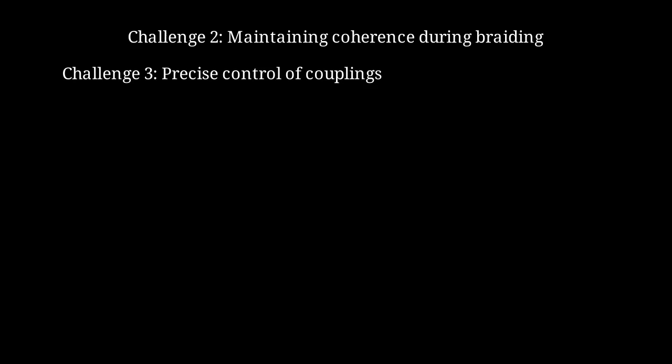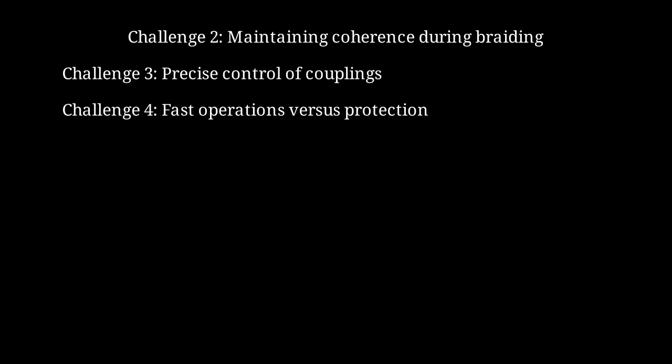While topological protection helps, it's not perfect. During the physical braiding operations, which take finite time, there can still be diabatic errors or unwanted couplings to the environment. You need exquisite control over when and how different Majorana modes are coupled. Any unwanted couplings can lead to errors in the quantum gates. There's a trade-off. To maintain topological protection, you want large separation between Majoranas, but this makes braiding operations slower. You need to balance protection against operational speed.